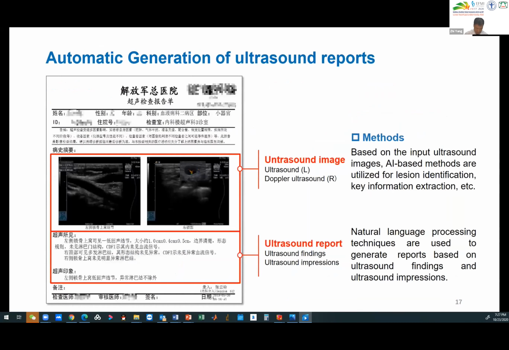The information which can be mined from clinical notes may have more usage. We have two more tasks here. The first one is about ultrasound reports generation. An example of ultrasound report is shown in the figure.